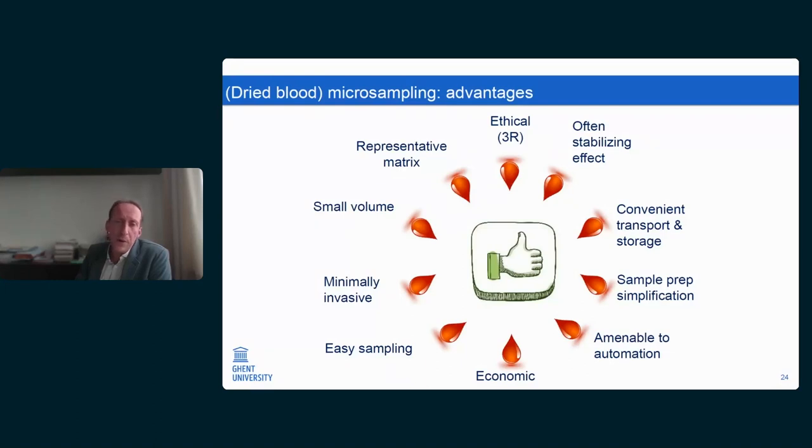They also represent an economic procedure, easy and minimally invasive, with a small sample volume, and you look at the representative matrix, as I already said. And also, if you think about animal sampling, it conforms to the ethical principle of the 3R principle, being a refined procedure and leading to a reduced amount of animals being used, for instance, in preclinical studies.